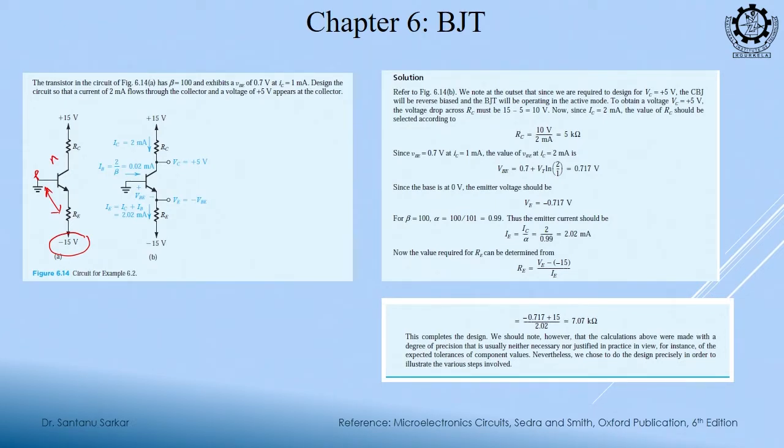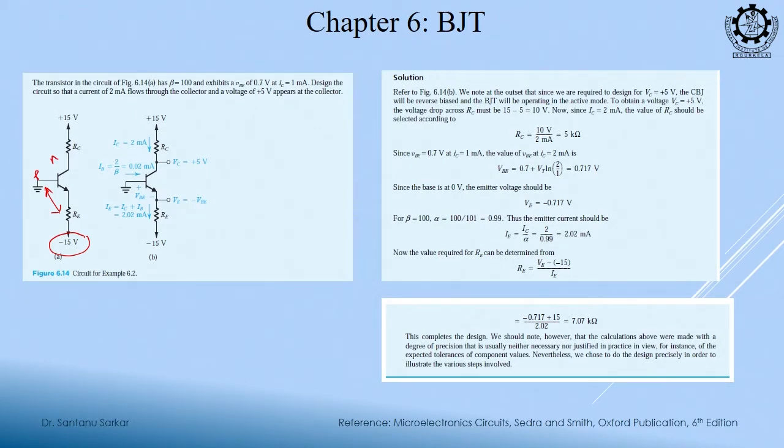Okay. Base emitter forward bias, collector base reverse bias. So, this is in active mode. This is the first thing you will try to figure out. The rest is to find out the base current, collector current and so on. Now, what they are saying is that beta is equal to 100, VBE is 0.7.